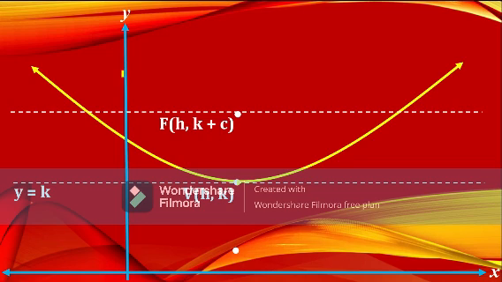Later on you will also understand that this is what we call the latus rectum, and this will be discussed further in our second video. In this case, we will just start with a basic one. So this is y = k + c. This line is y = k + c.